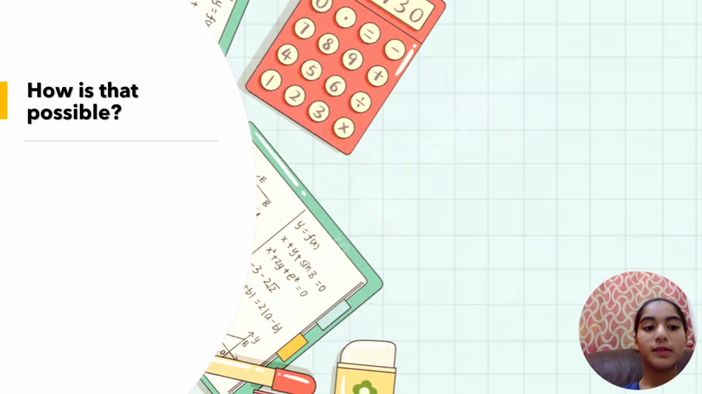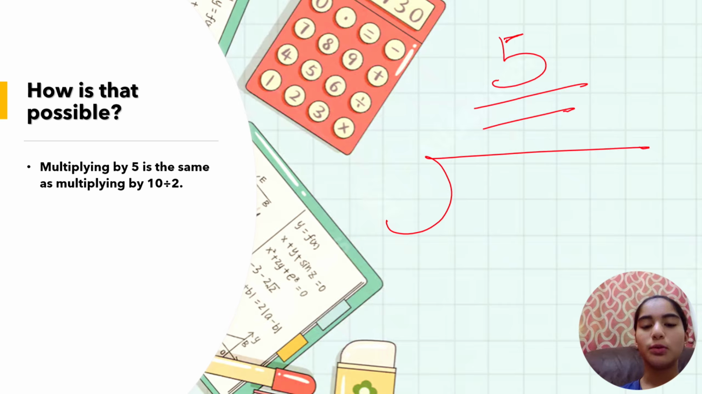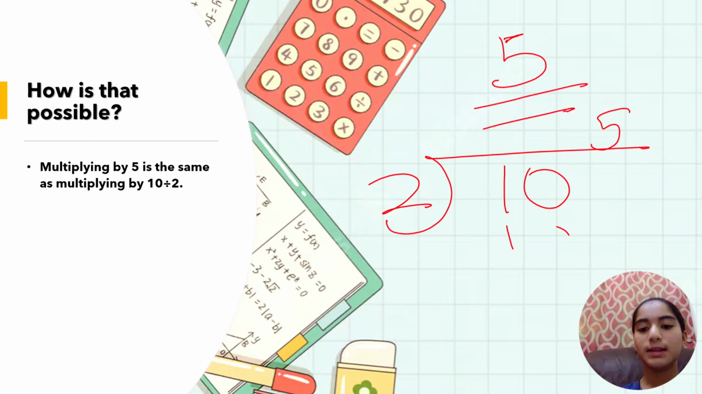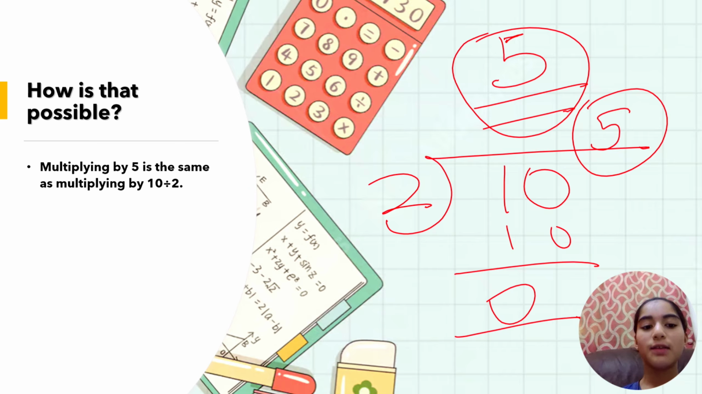How is that possible? Multiplying by 5 is the same as multiplying by 10 divided by 2. What does that mean? Let's see. So the number 5 is the same as 10 divided by 2. 10 divided by 2 is really easy. So let's take the half of 10, which is 5. 10, then 0 here. So we get 5 as the quotient and 5 as well.